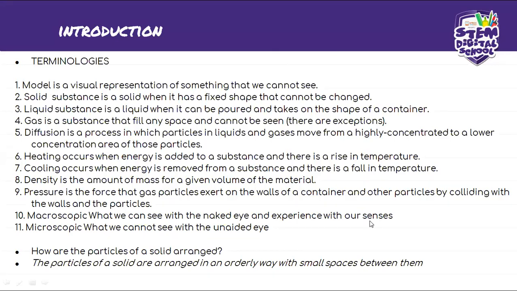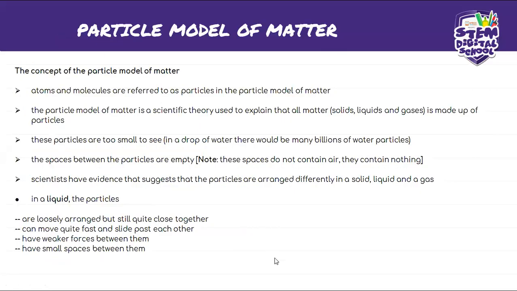So how are particles of a solid arranged? The particles of a solid are arranged in an orderly way with small spaces between them. Now let's look at the concept. The concept of the particle model of matter is the same everywhere. Atoms and molecules are referred to as particles in the particle model of matter. The particle model of matter is a scientific theory used to explain that all matter, that is solids, liquids, and gases, is made up of particles.